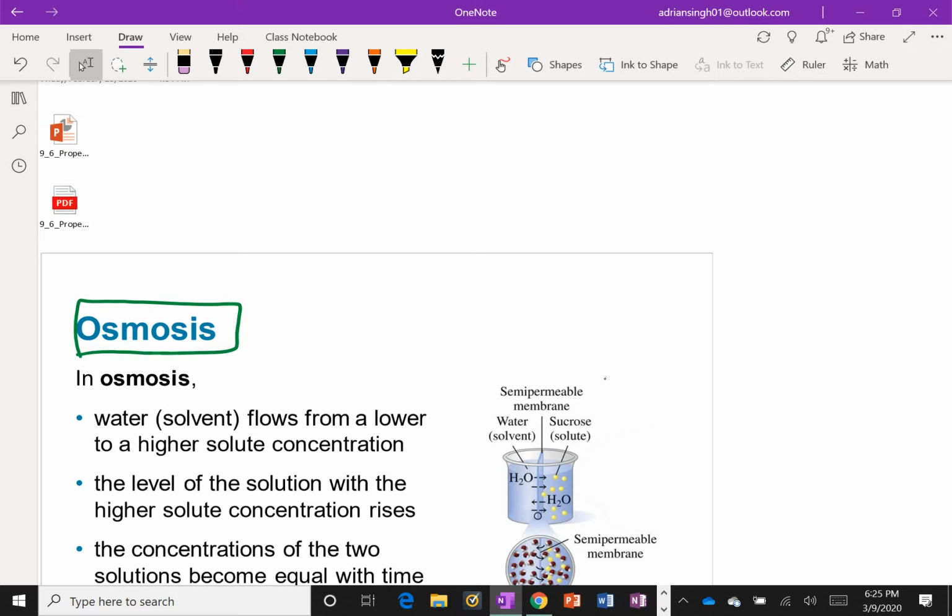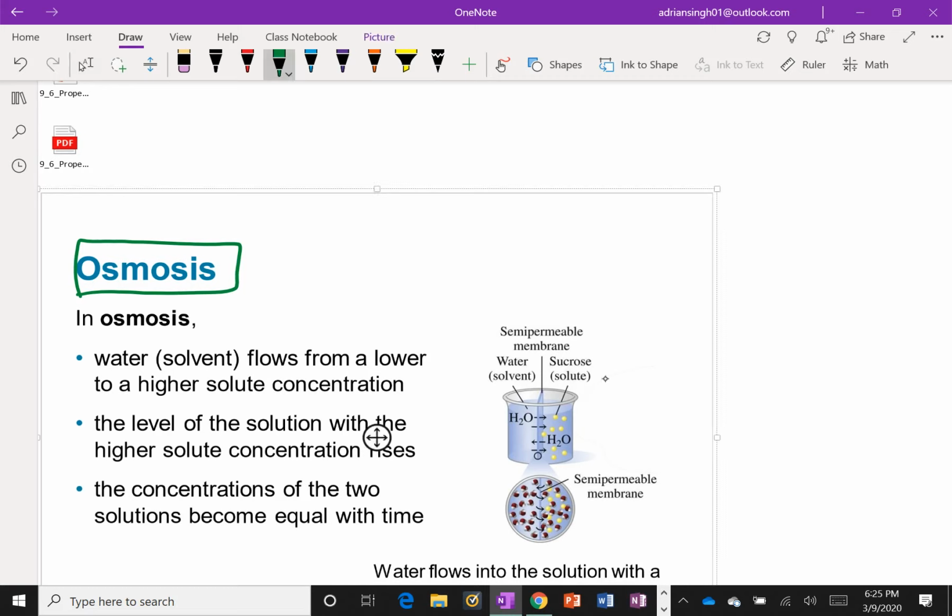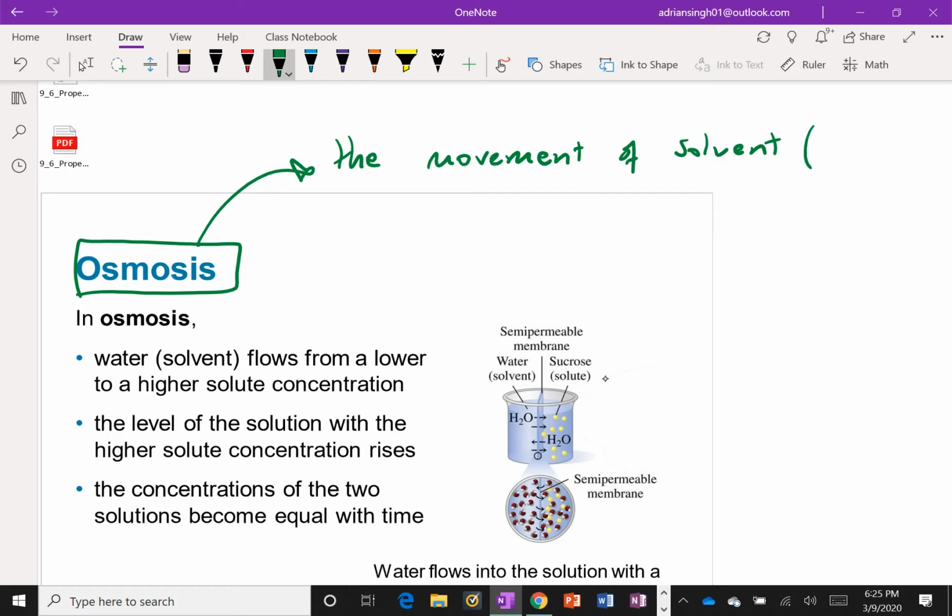Okay, so we can define osmosis as follows. It's the movement of solvent, which in most cases is going to be water, across some barrier. And the barrier, we're going to give it a special name. We're going to call it a semi-permeable membrane.